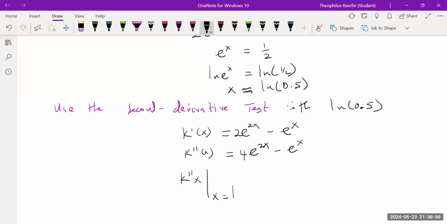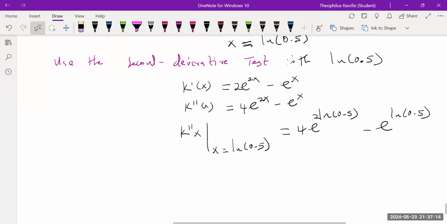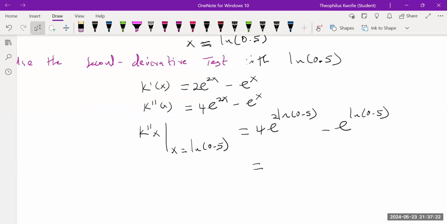Let's evaluate it at ln of 0.5, and by evaluating, there's 2 multiplying ln of 0.5, okay, minus. So what do we get? Now, this is easy to solve in the sense that you could use a calculator, but we can still simplify it, right? So by using the laws, we can have this, okay?